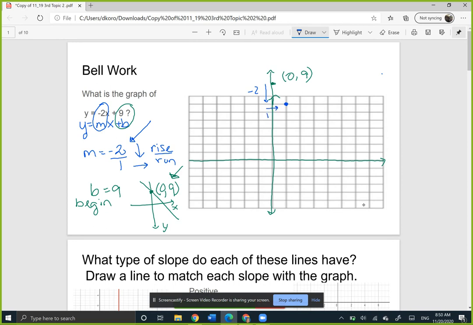So we're going to do it again. Down 1, 2, and to the right 1. Again, down 1, 2, and to the right 1.